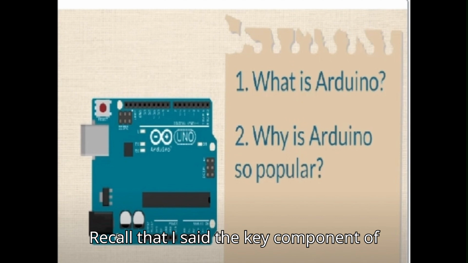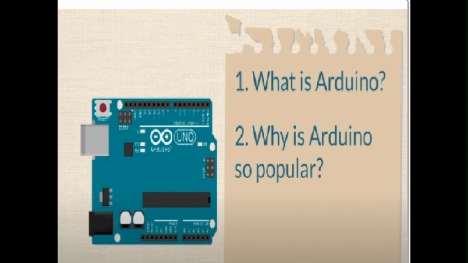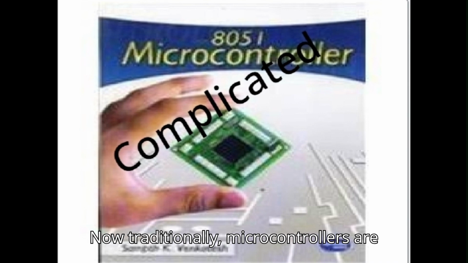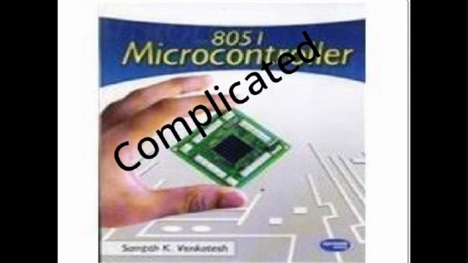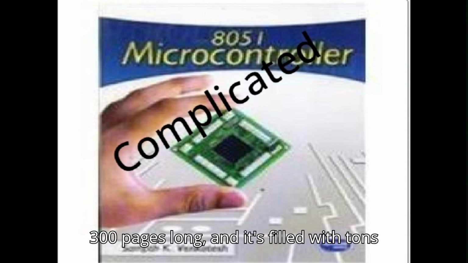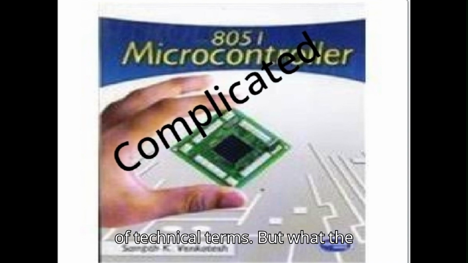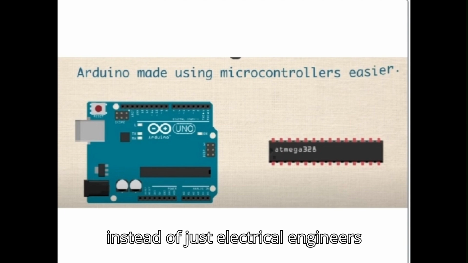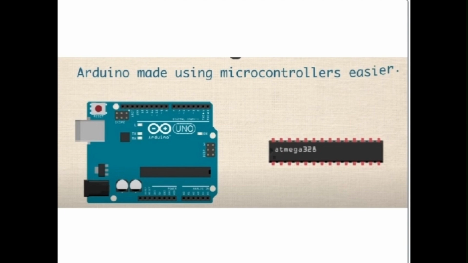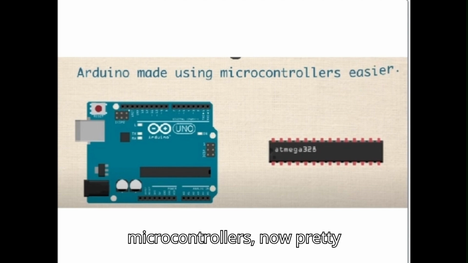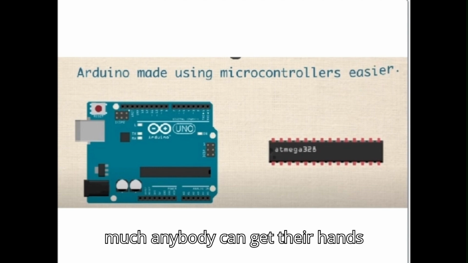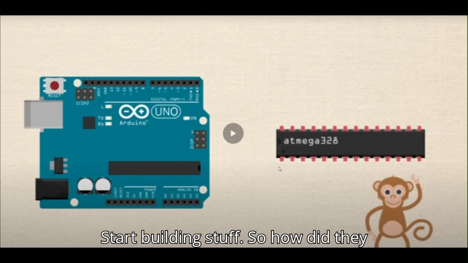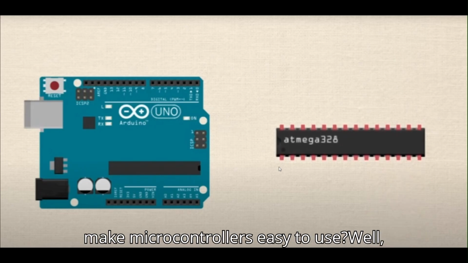Recall that I said the key component of an Arduino board is the microcontroller. Now traditionally, microcontrollers are pretty complicated to use. The user manual for one is easily over 300 pages long, and it's filled with tons of technical terms. But what the creators of Arduino did was make using microcontrollers as easy as possible. So instead of just electrical engineers and computer scientists using microcontrollers, now pretty much anybody can get their hands dirty on them and start building stuff.